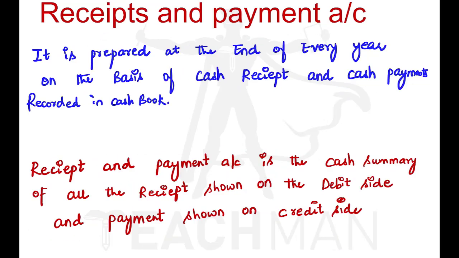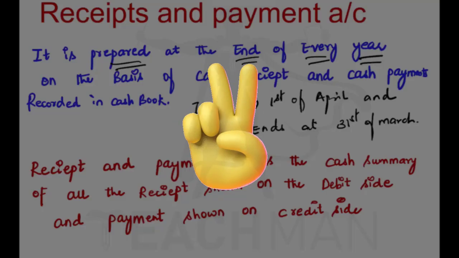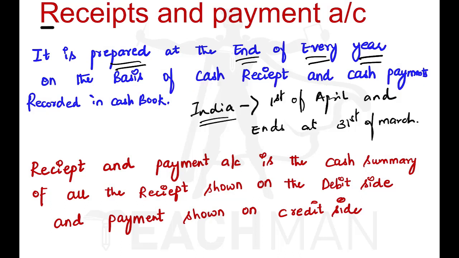The receipts and payment account is prepared at the end of every year, every year in the sense of the accounting year. As we know, in India, the accounting year starts from 1st of April and ends at 31st of March. So this is the accounting year of India. The receipts and payment account is prepared at the end of every year on the basis of cash receipts and cash payments. Cash receipts are nothing but cash received. Cash payments are nothing but cash paid.